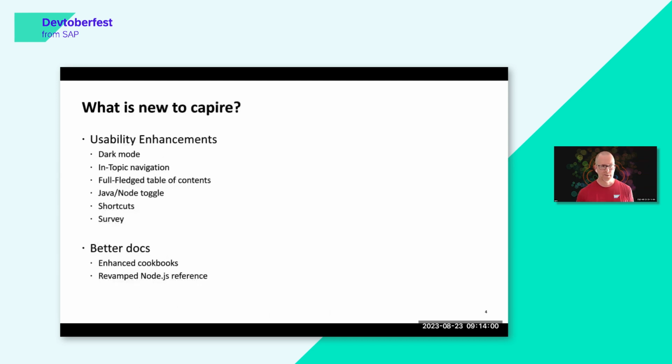What is new to Capire? We changed the framework. We are on a very recent tech stack in that sense. And we use that to provide you with some enhancements. For example, a dark mode was often requested, but not possible on our old stack. And now we have it. But let me show it to you. Everything you can see here on the slide, I want to show it to you on Capire.